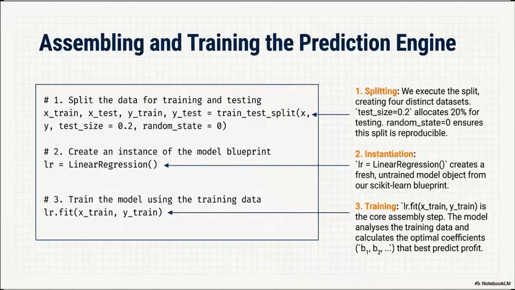And here it is, the main event. That first line, lr equals LinearRegression, basically creates an empty model, like an empty brain. Then lr.fit is the magic command. This tells the model, okay, study all of this training data and figure it out. The model crunches the numbers and finds the best possible coefficients, those b-values from our equation, that connect spending to profit. And just like that, the learning phase is complete.